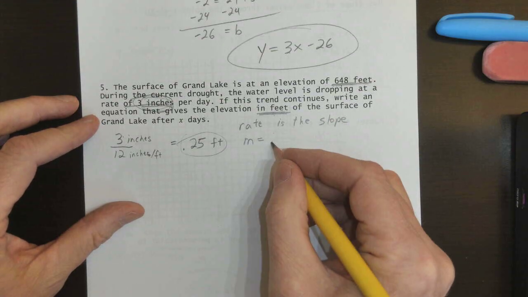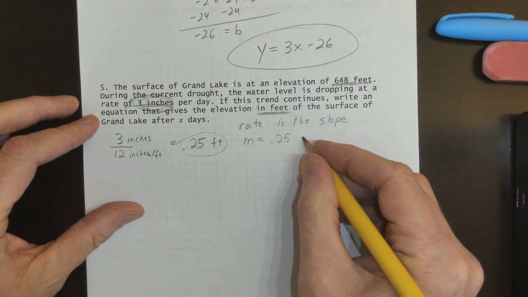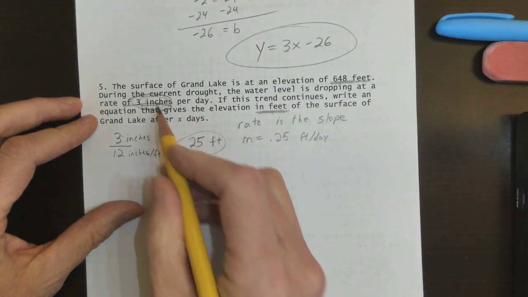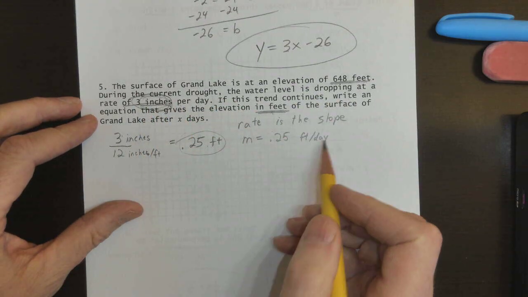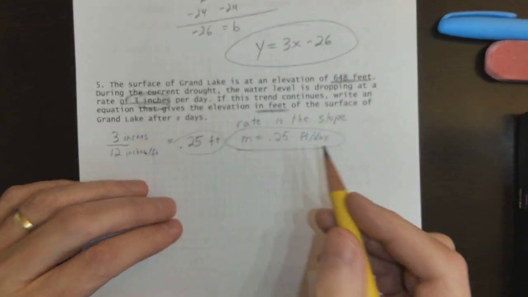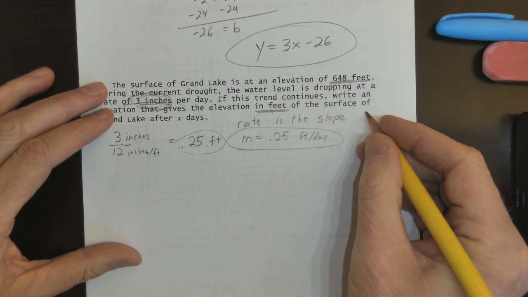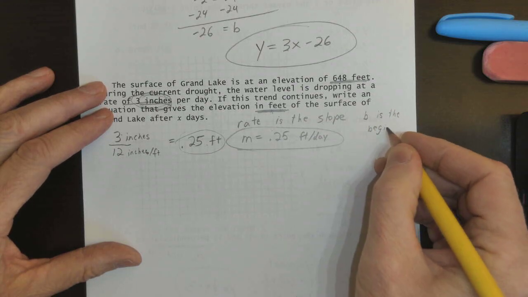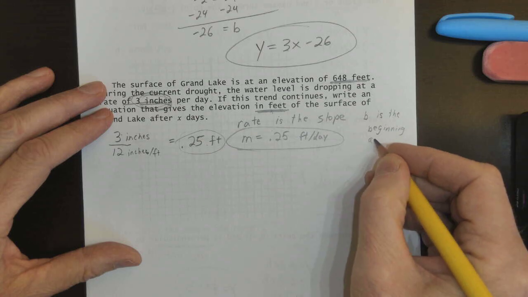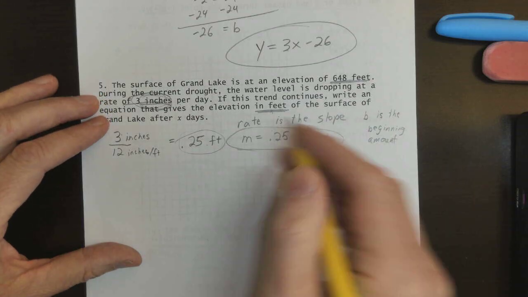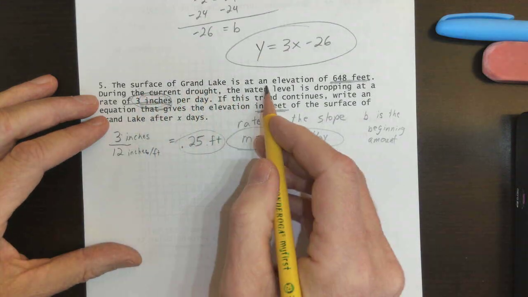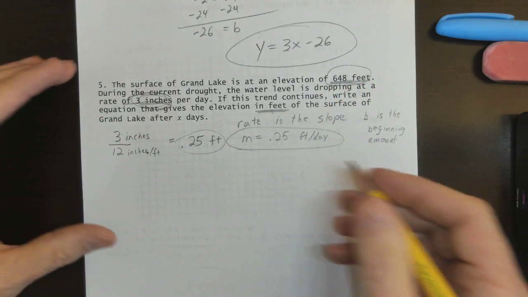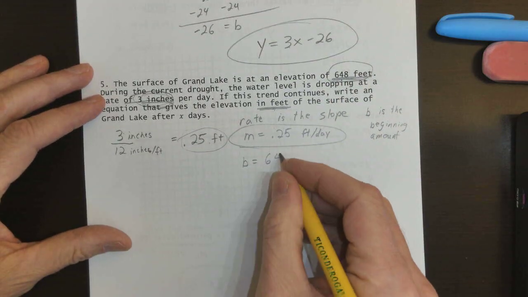M equals 0.25, and that's feet per day here. It's inches per day. We change 3 inches to 0.25 feet per day. So there's M. Rate is the slope. B is the beginning amount. The surface of Grand Lake is at an elevation of 648 feet. This is the beginning measure they give us. So B equals 648 feet.